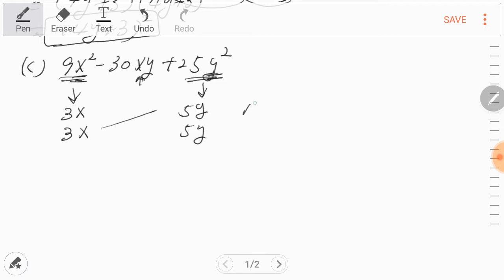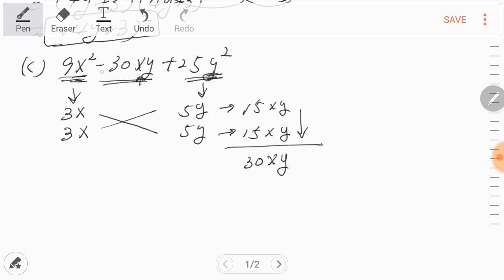Do the cross multiply, then this is 15xy, and this cross multiply is 15xy. And the sum is 30xy. But look at the second term. The second term is minus 30, but we have positive 30. So the sign is different, but fortunately the third term is positive. So why don't we make both negative? Negative 5y times negative 5y is positive 25. So it is okay to write both negative because the product is positive. Then the cross multiply is negative, negative: negative 15xy plus negative 15xy is negative 30xy. This is the same as the term in the middle.